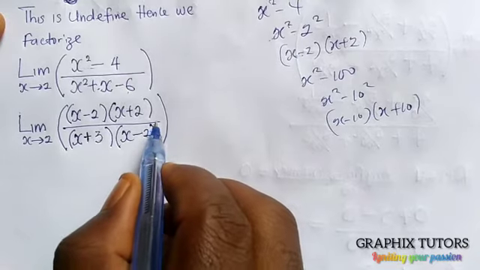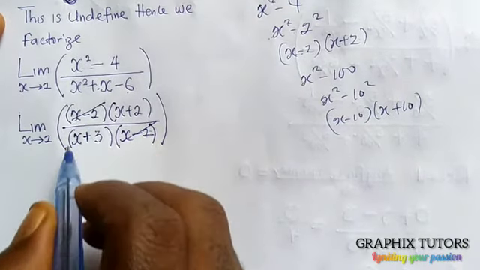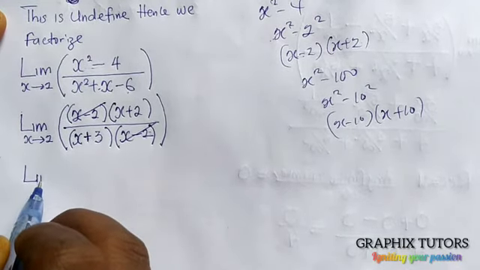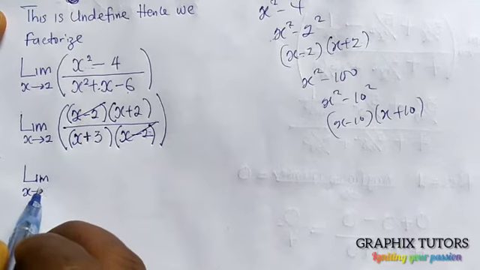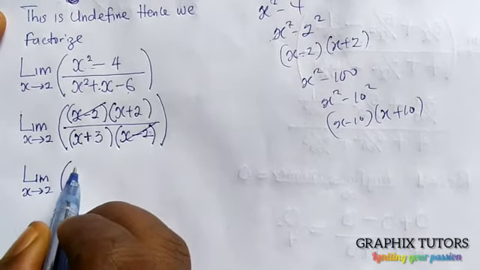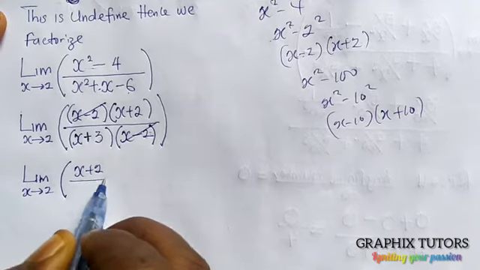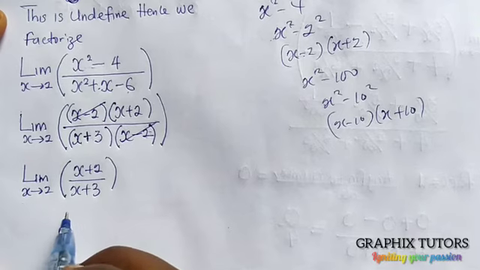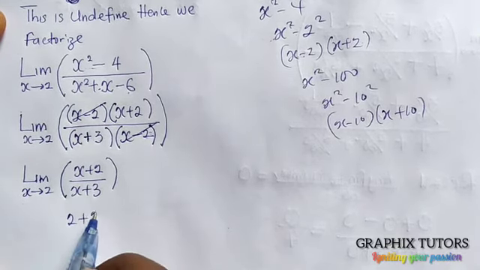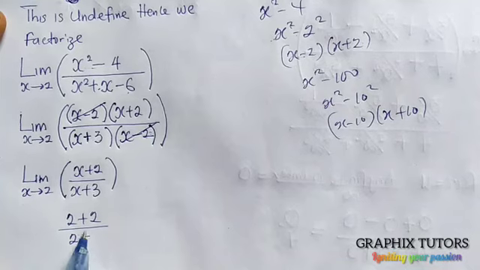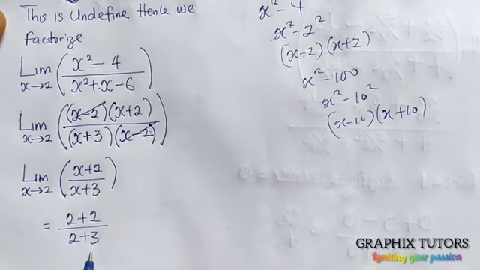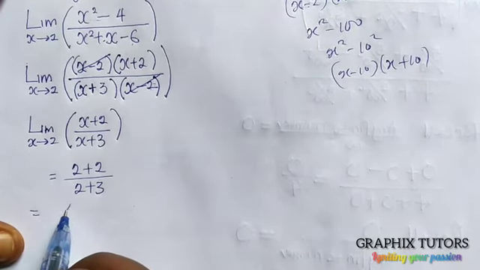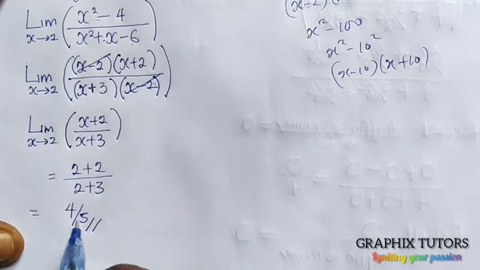Now if you look at this, x minus 2, right? So we are going to be having the limit of x tends to 2 of (x plus 2) all over (x plus 3). And when you put your value, we're going to be having 2 plus 2 all over 2 plus 3. So our answer here will give us the value 4 over 5. So that is my answer.